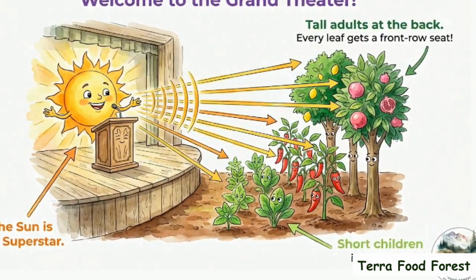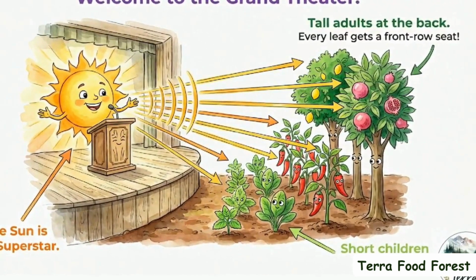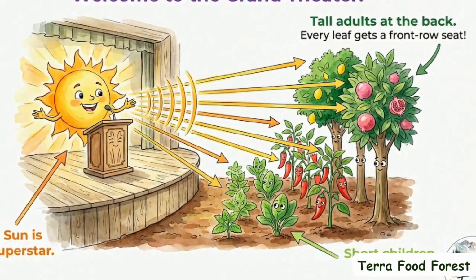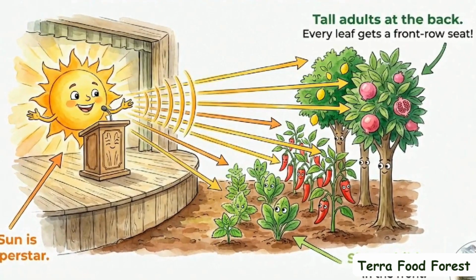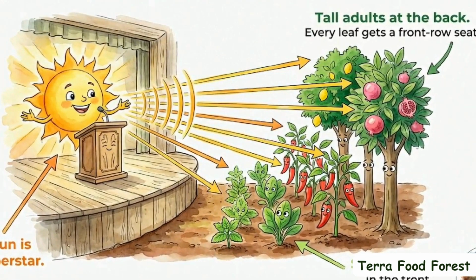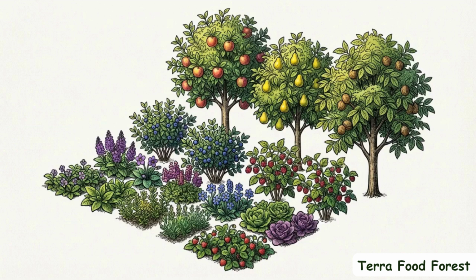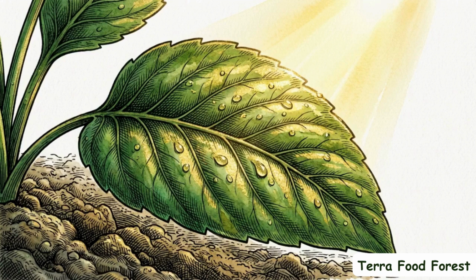We follow a strict theatrical rule. We place the shortest plants in the very front row, the medium-sized teenagers in the middle, and the tallest adults at the very back. By structuring the biology this way, the plants no longer compete for a view. Every single leaf gets a guaranteed front-row seat to the sun's energy.